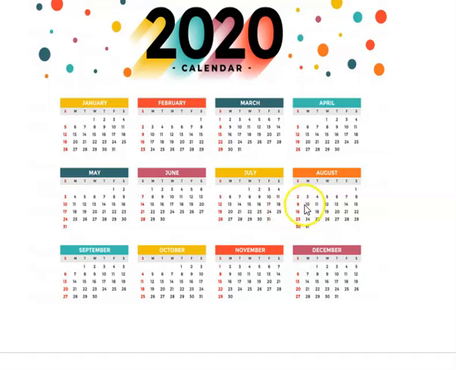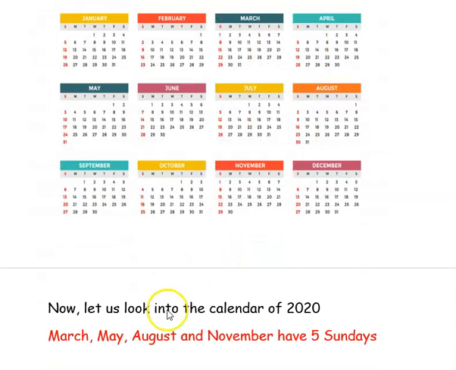July has 4 Sundays. August, 1, 2, 3, 4, 5 Sundays. So August has 5 Sundays. Then September, 1, 2, 3, 4 Sundays. October, 4 Sundays. Then November, 1, 2, 3, 4, 5 Sundays. December, 4 Sundays. So if you look into the calendar, the months March, May, August and November have 5 Sundays.